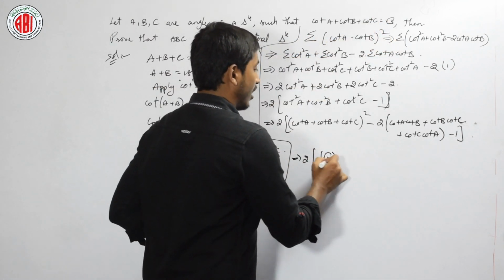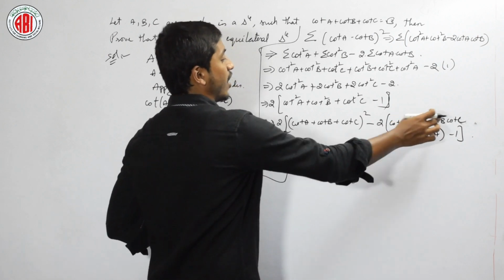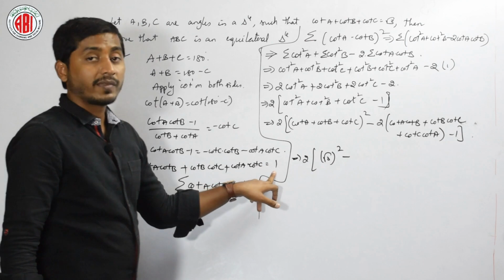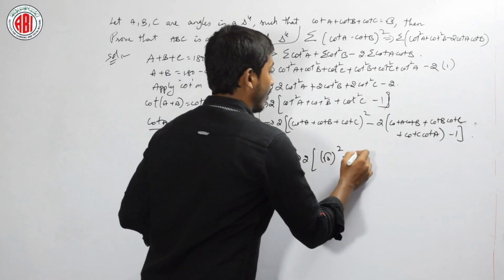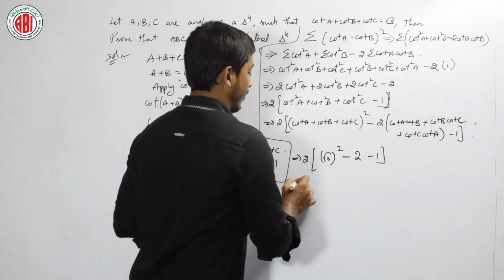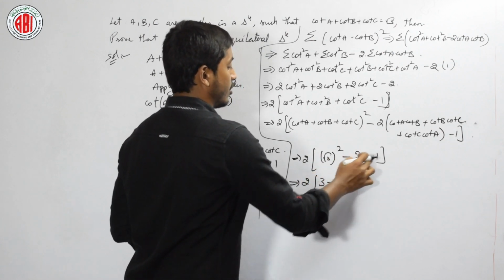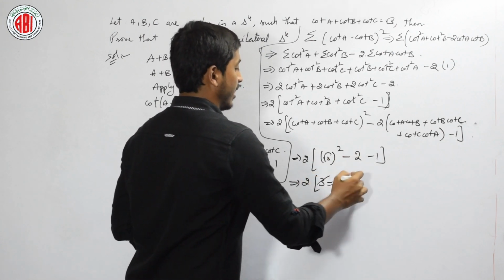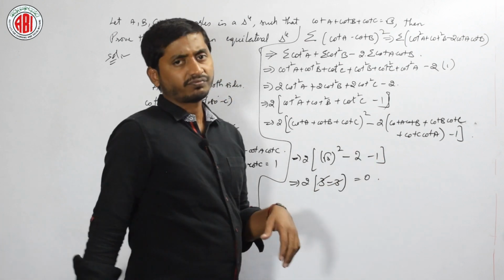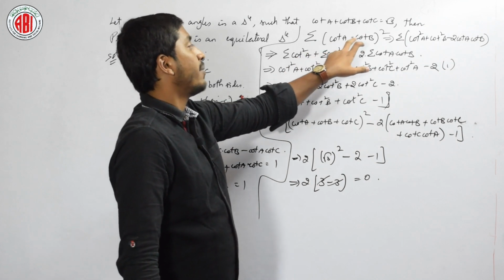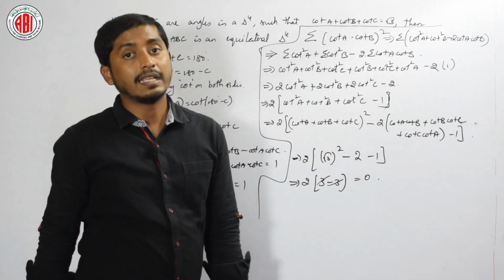It will become root 3 whole square minus 2 times cot A cot B plus cot B cot C plus cot C cot A. What is the value of that again? Here it is again 1. It will become minus 2 minus 1. Therefore, root 3 square is 3, minus 2, minus 1 is 3. They both get cancelled, therefore the answer is 0. Summation cot A minus cot B whole square has value 0.